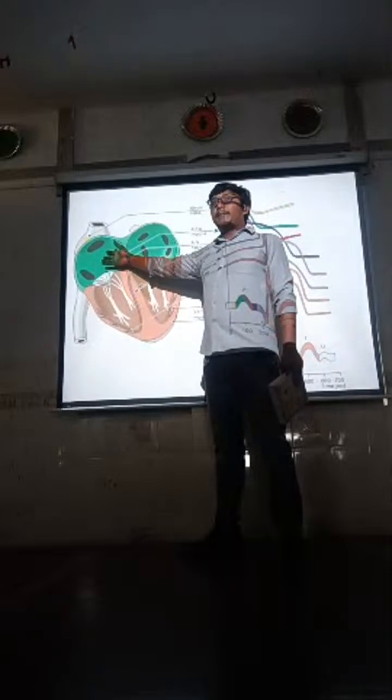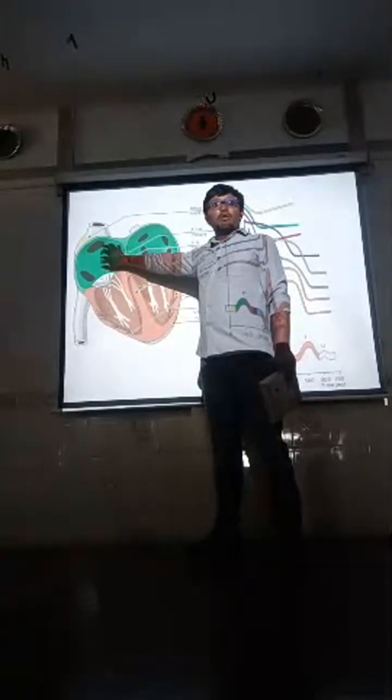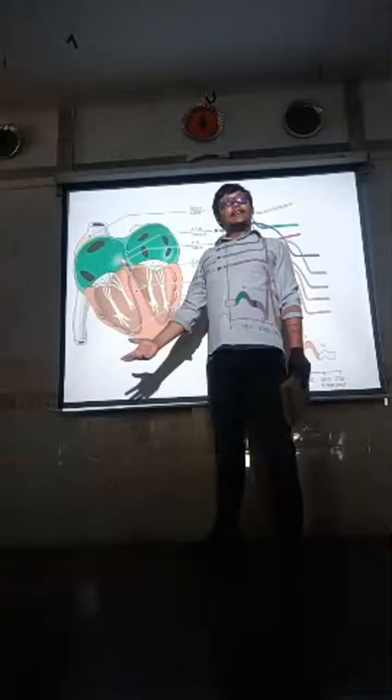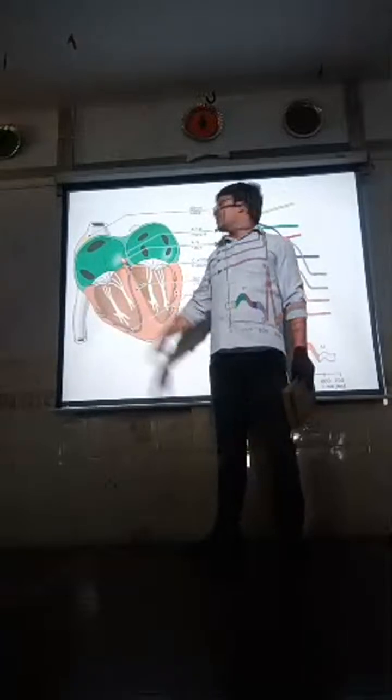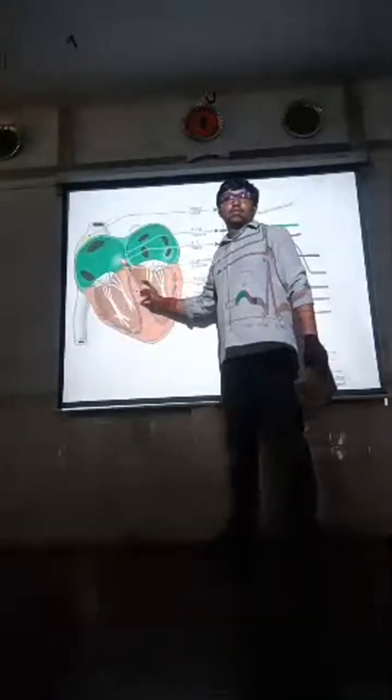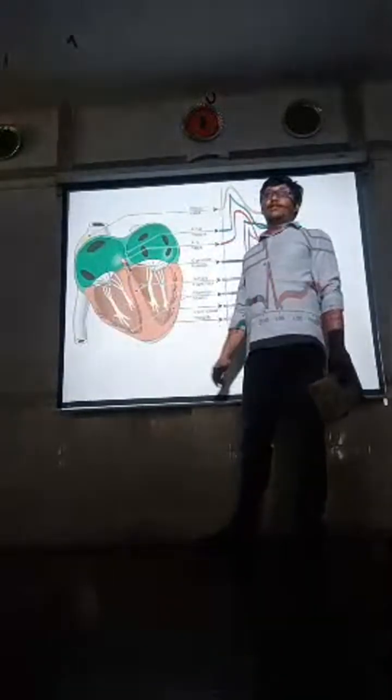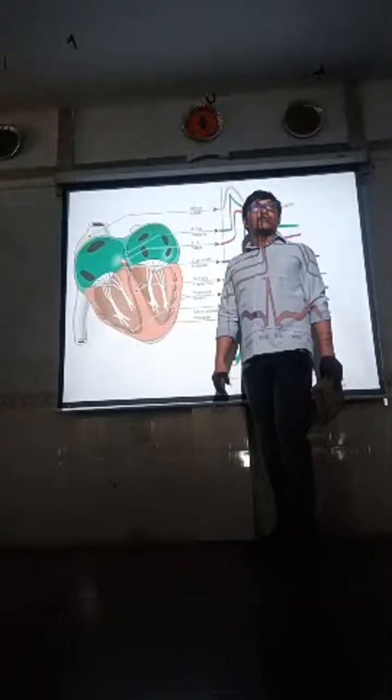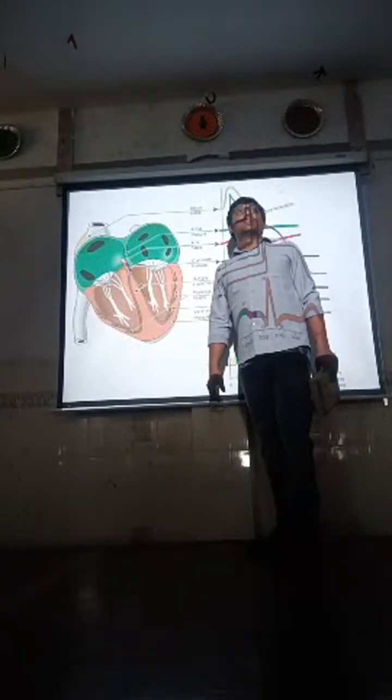Atrial diastole, what happens? Blood is filling in both atria. When atrial systole actually begins, they both contract and the blood is emptied to the ventricles. Am I clear? Yes or no?